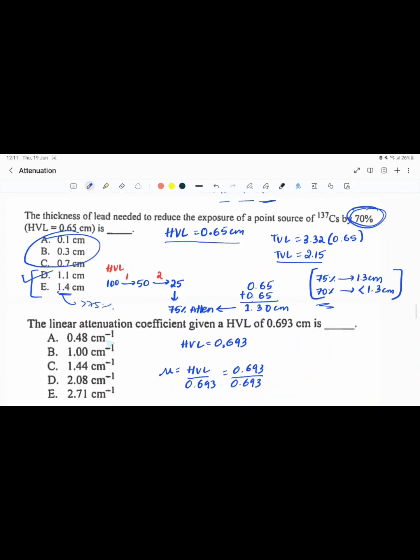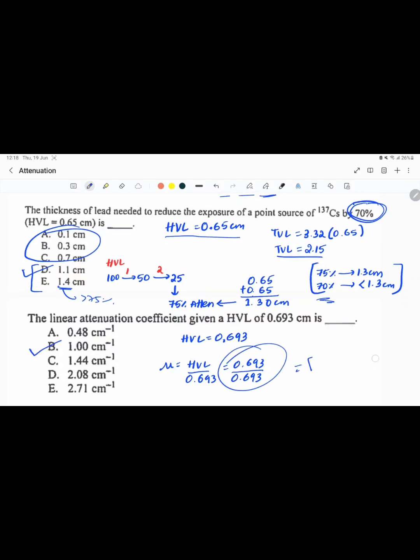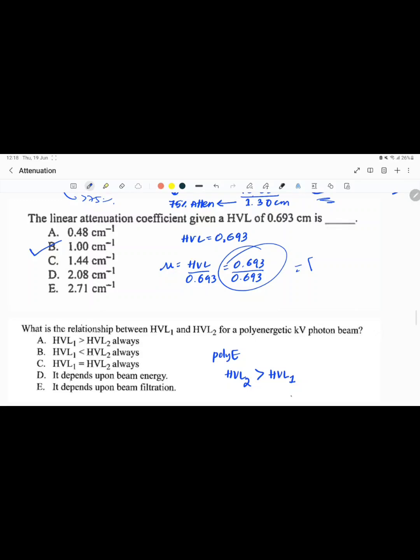The next question is the linear attenuation coefficient given a HVL of 0.693. Putting it into the formula, we get that as 1. So the answer is B. The next question is, what is the relationship between HVL1 and HVL2 for a polyenergetic kV photon beam? This is known: for a polyenergetic photon beam, HVL2 is more than HVL1. So option B is what it says.